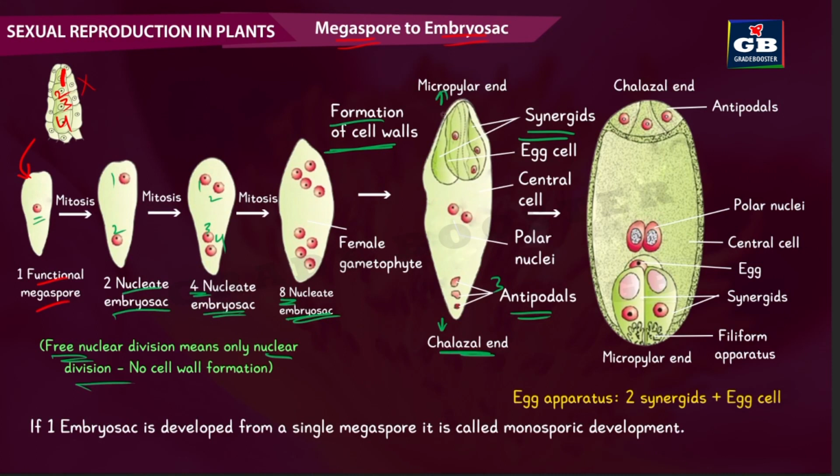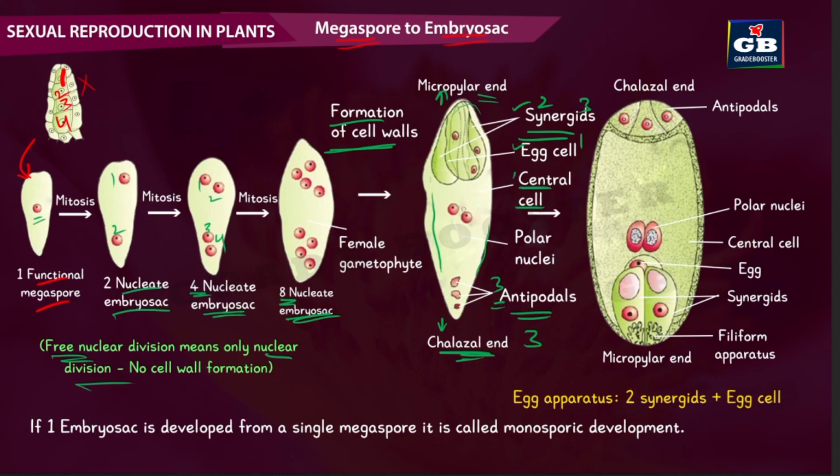So here we can see towards the micropylar end, the synergids and the egg cell are formed. 2 synergids and 1 egg cell are formed. So a total of 3 cells are formed towards the micropylar end. And towards the chalazal end, 3 antipodals are formed. So here 3 and here 3, total 6. And this is all one cell, one big cell here. This is all one cell, right? So this cell is called the central cell.